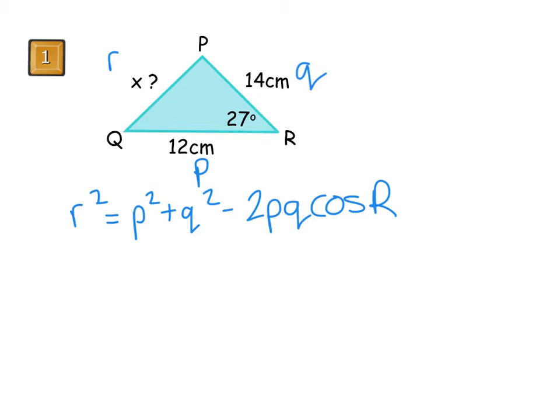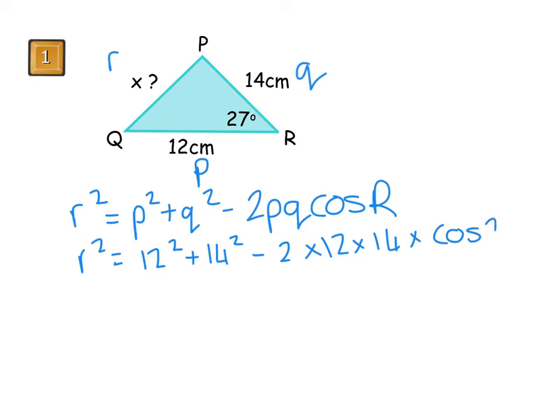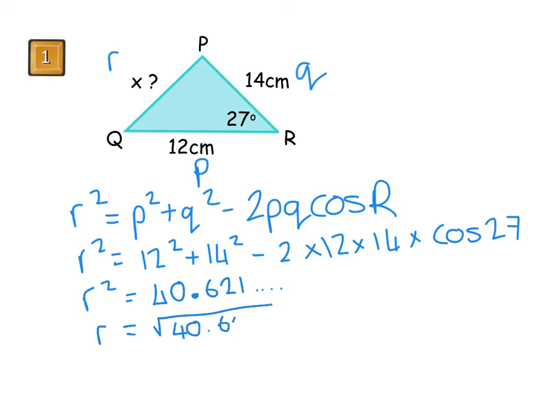So then this is a case of plugging in your numbers. r squared equals 12 squared plus 14 squared minus 2 times 12 times 14 times cos of 27. Go to your calculator, work out that number, and it gives us 40.621, lots more numbers. I put in a couple of dots to show that I'm not actually rounding the answer. I'm going to use the full thing. Please keep this in your calculator screen. We want to be exact, we don't want to round. That's what r squared is, so r is obviously the square root of that number. So you then take the square root.